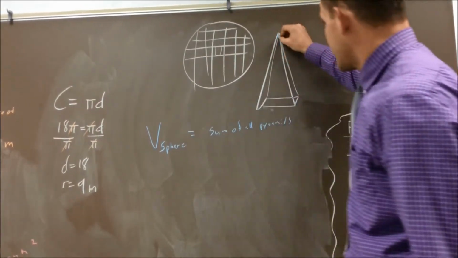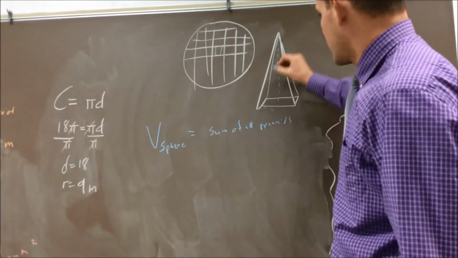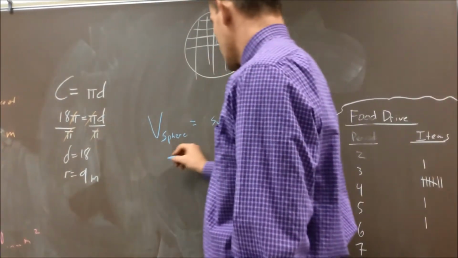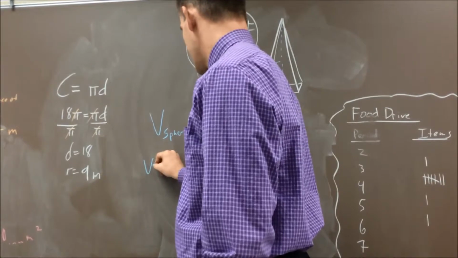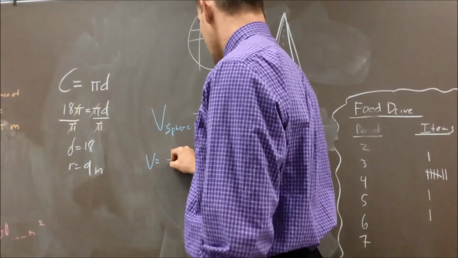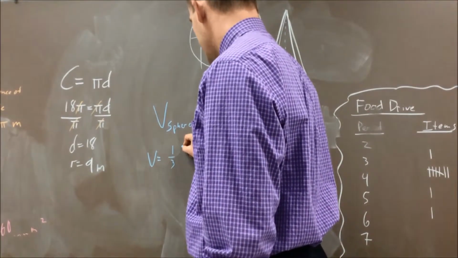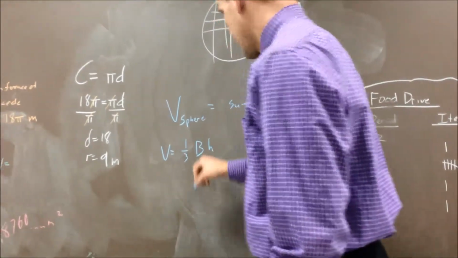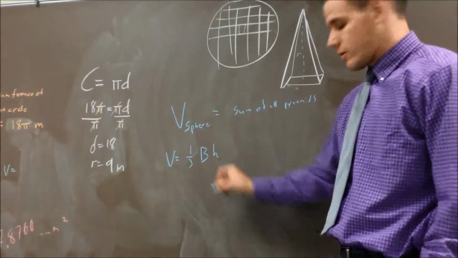And we just saw that the height of it is actually the radius, correct? So what we really have here is 1/3 area of the base times the height. But the height is actually the radius, correct?